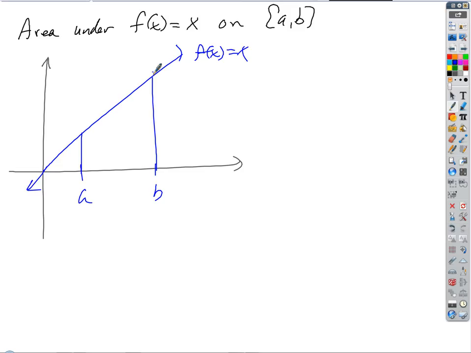Yeah, so if f of x equals x, that's A, and that's B. Everybody agree? Okay, so add it up. What's it gonna be? You guys can do this. There are two ways I could do this. I could make it a trapezoid, or I could make it a sum of a triangle and a rectangle. Either way, let's make it a trapezoid. What's the formula for the area of a trapezoid?